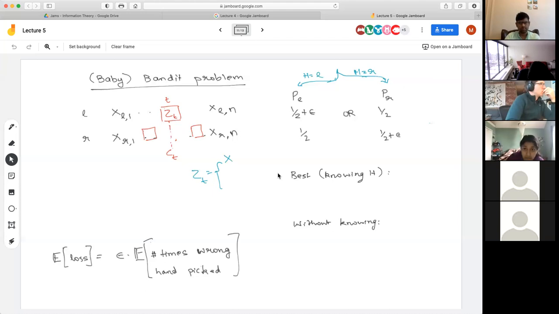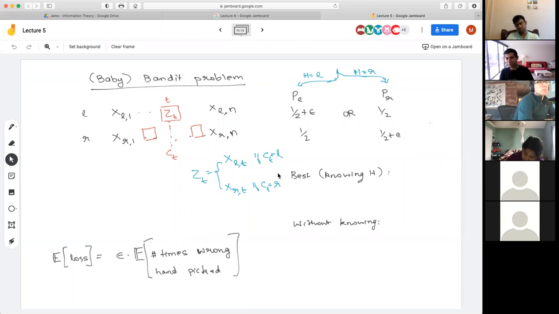So it's X L comma T if you chose to see the left hand, and it's X R comma T if you chose to see the right hand. Okay. And let's say you ask me to see whichever coin, and if it comes up heads, you get $1. And now the question is, how many dollars can you make this way? Is the setup okay?